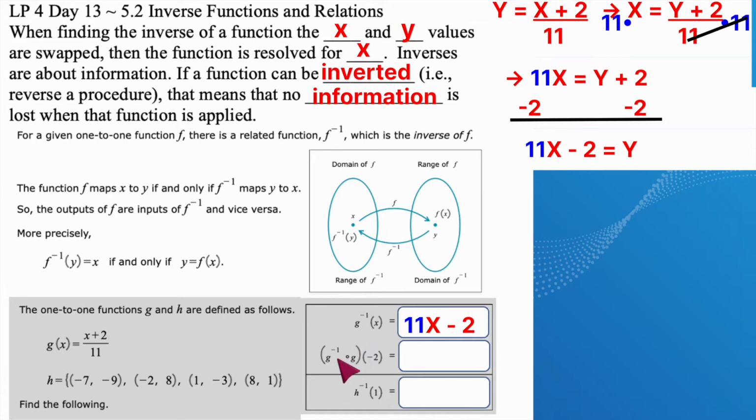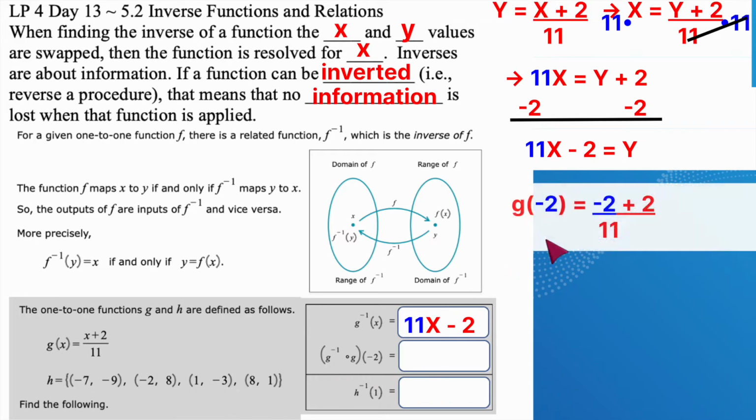Now we're going to check the composition of the two. So we have the inverse function of g composed with the function g of -2. It's asking us to plug -2 into the function g, and then plug that result into the inverse function. Let's go ahead and do the first piece here. I have a couple of different videos on compositions of functions, so if you're not quite sure what I'm talking about, go back and watch those videos to understand what a function composition is. So first, we have g of -2.